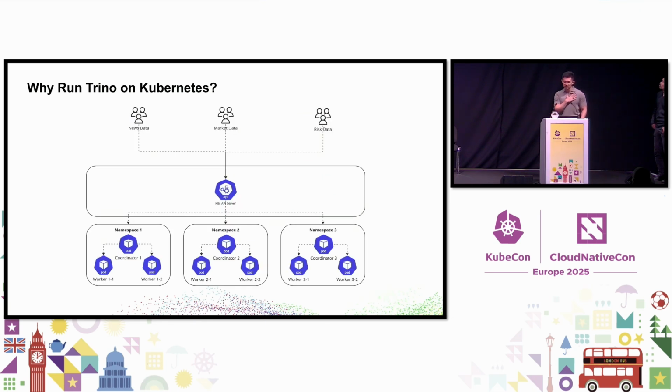So why did we want to run Trino on Kubernetes? Our tenants were typically engineering teams that looked after data lake architectures for their respective business units. And you can think of these business units as different organizations within the company, like the organizations that sell news data or market data or risk data.